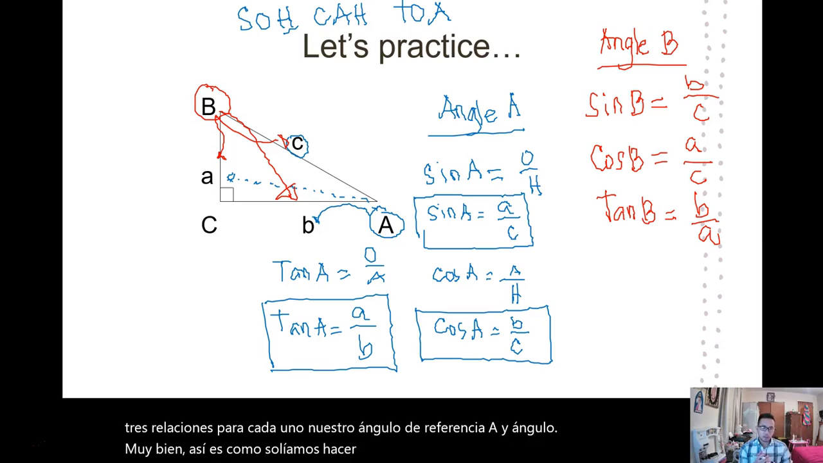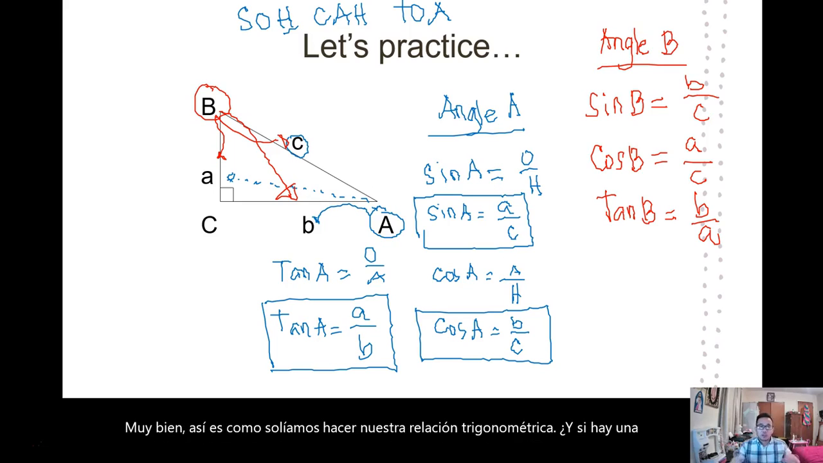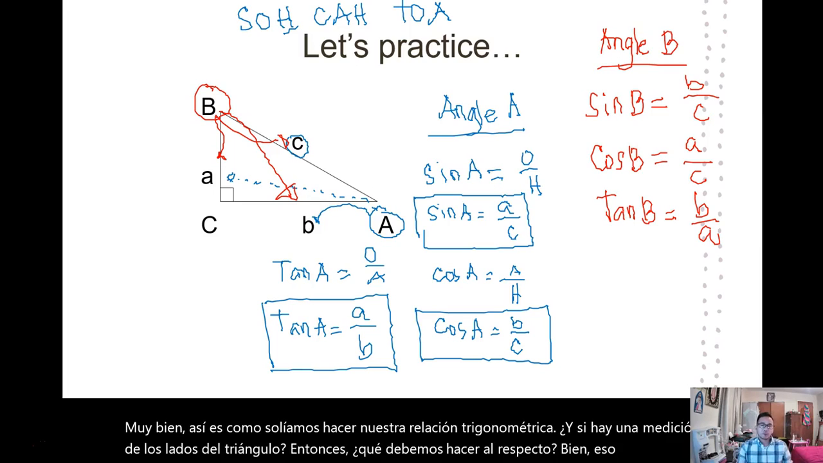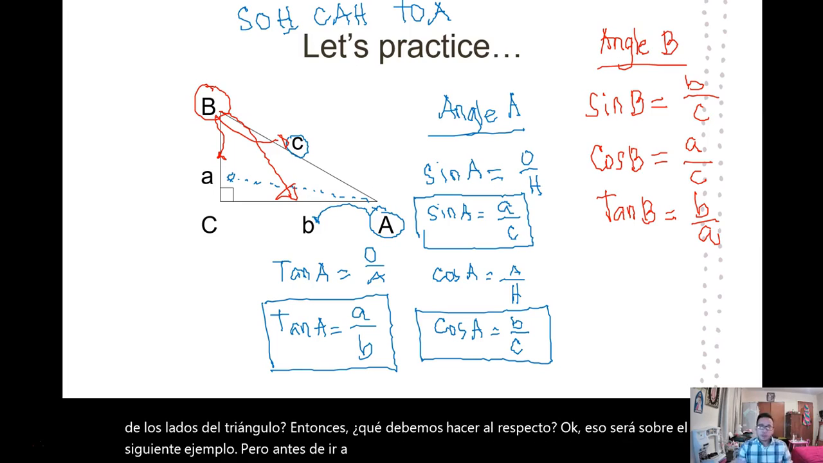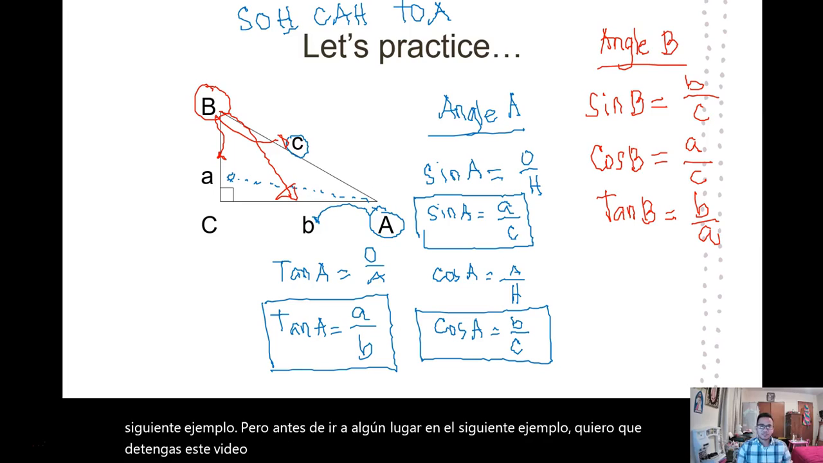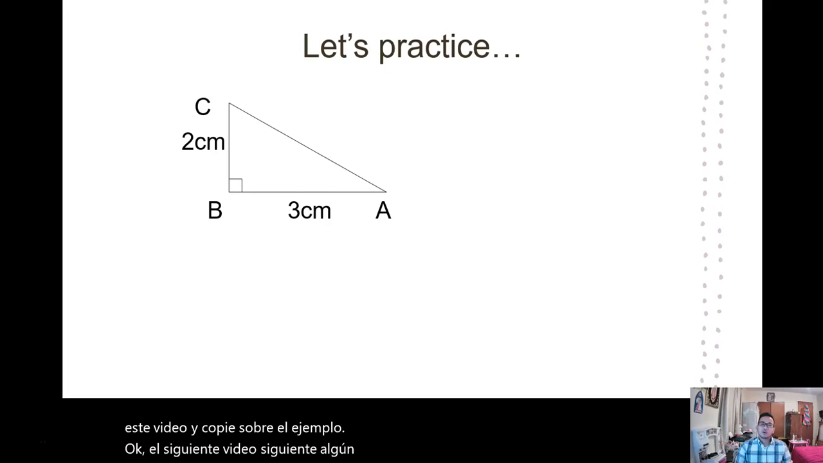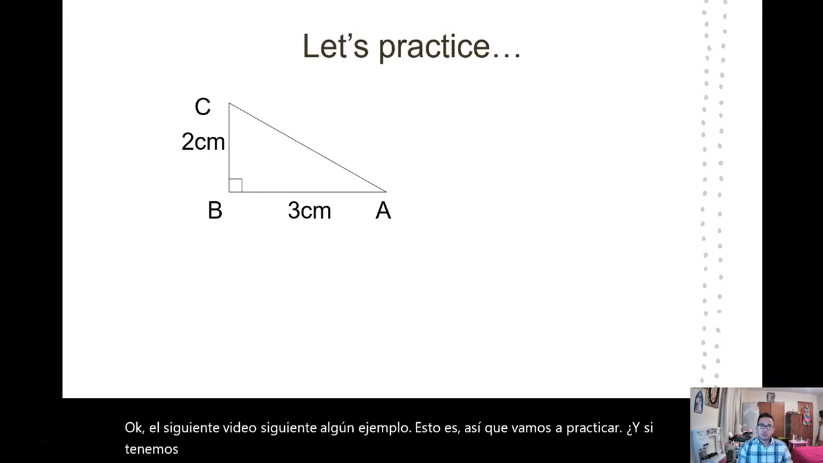Now, what if there is the measurement of the sides of the triangle? What should we do about that? Okay, that will be our next example. But before we go to our next example, I want you to pause this video and copy our example. Okay, next example is this. We're going to practice what if we have the measurement of CB is 2 and BA is 3.